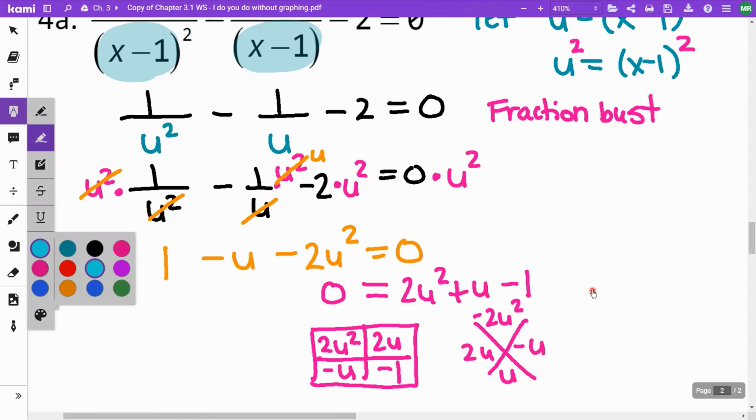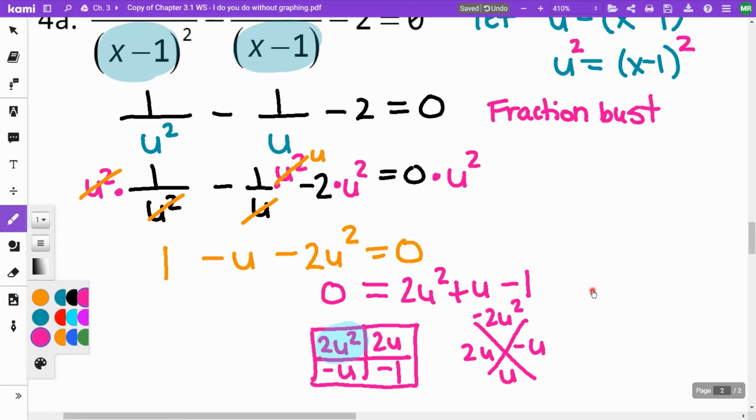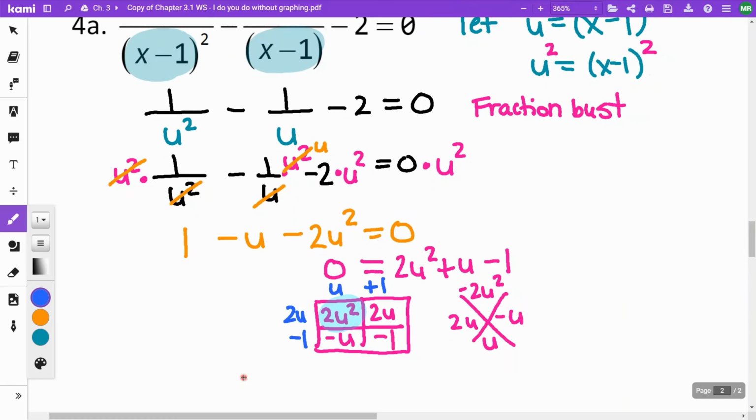And I always focus on this u squared. How can I get that 2u squared? Well, I can get it by taking a 2u. See, I was going to write it in a different color so we could see it. A 2u times a u. And then 2u times what gets us 2u? Well, that will be a +1. And u times what gets me a -u? -1. So I'm going to get 2u minus 1 times u plus 1 equals 0.